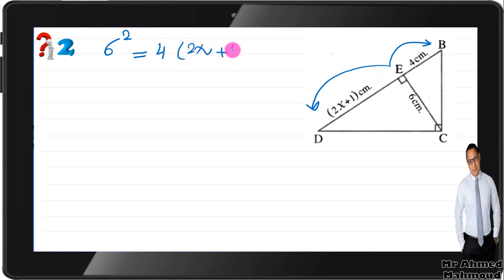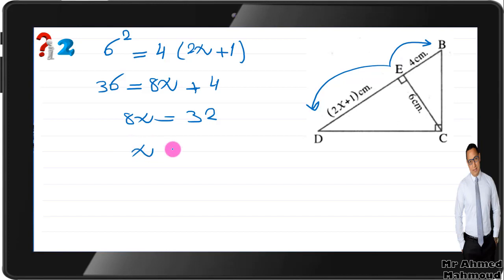So 6 power of 2 equals 4 times (2x plus 1). So 36 equals 4 times 2x, which equals 8x, and 4 times 1 equals positive 4. So I'm going to send 4 as minus. So 8x equals 36 minus 4, which equals 32. And then I'm going to divide by 8. So 32 divided by 8 equals 4, so x equals 4.